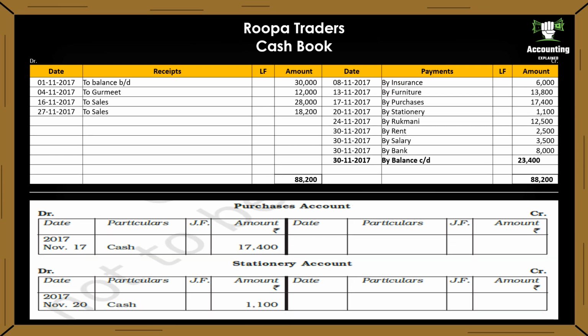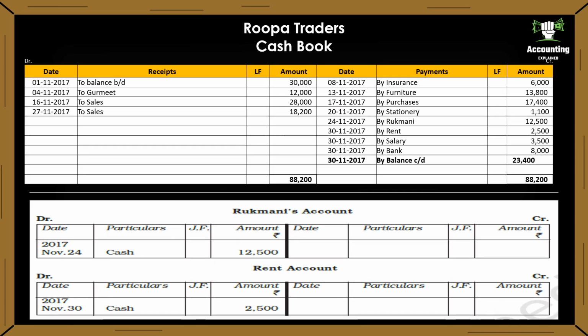Next, on 17/11/2017, it is by purchases, 17,400. So open the purchases account. It is written on the right side of the cash book. Now we write on 17/11/2017, to cash account, on the left side of the ledger account, 17,400 rupees. Next, on 20/11/2017, stationery account. We have opened the stationery account as per the procedure, DR on the left, CR on the right, and all the 8 columns. Now by stationery means it has to come on the left side of the stationery account, and we write on 20/11/2017, to cash, 1,100.